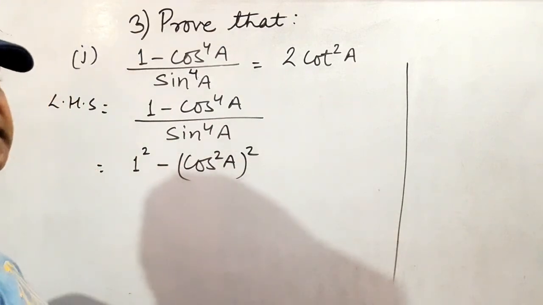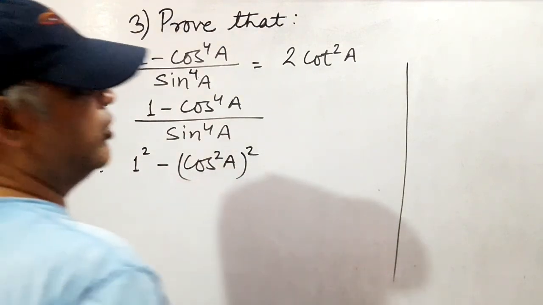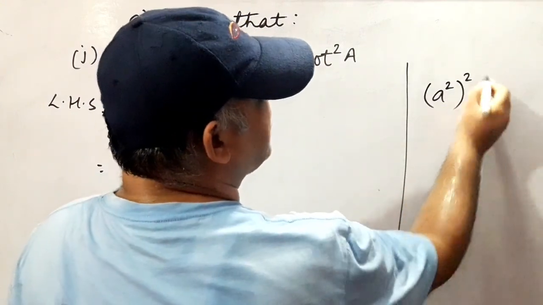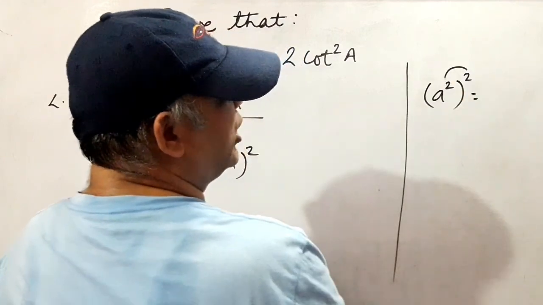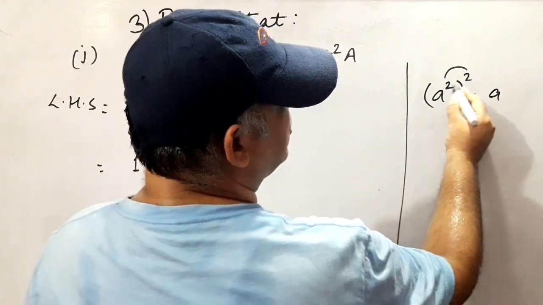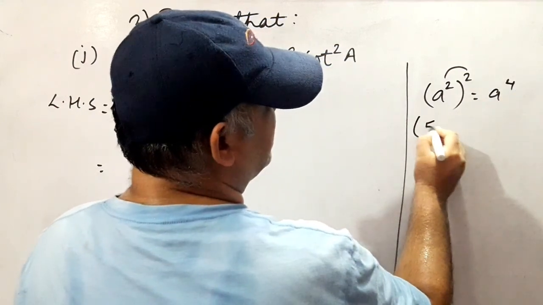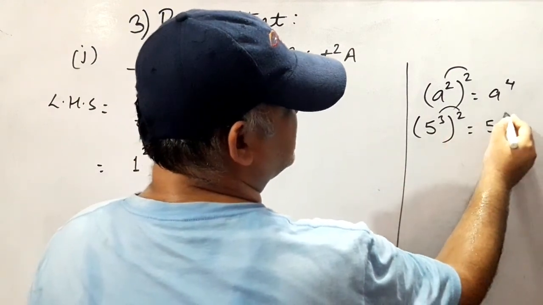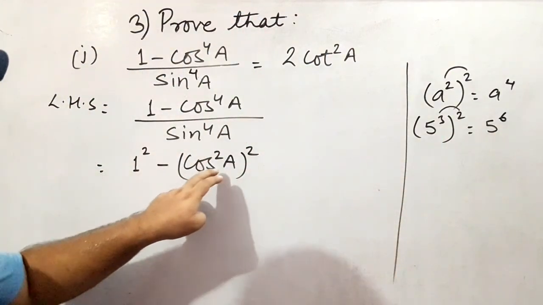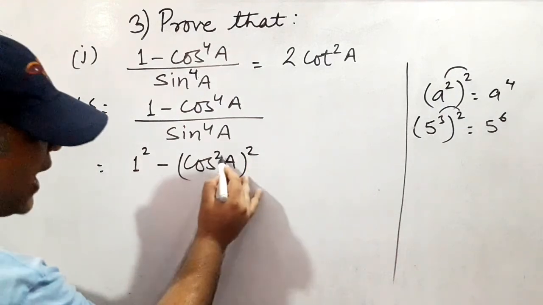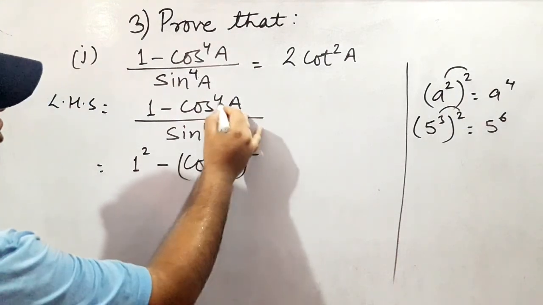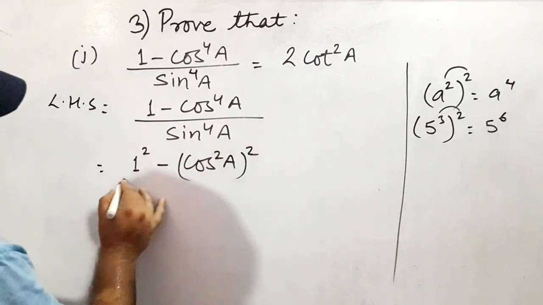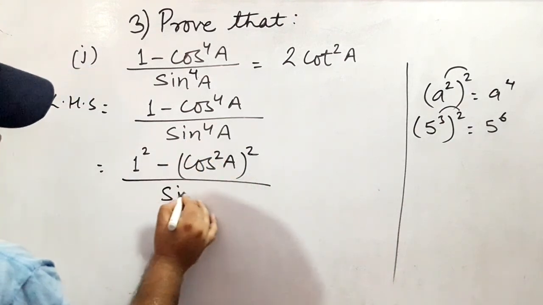Let's see the law. In laws of indices, we have studied the power rule: if any base has a power and it is again enclosed in another power, then both powers get multiplied. It would be 2 to the power 4. Similarly, 5^3 whole power 2 is 5^6. In the same way, (cos^2 A) whole squared, power 2 into power 2, would be power 4. So cos^4 A can be written as (cos^2 A) whole squared by sin^4 A.